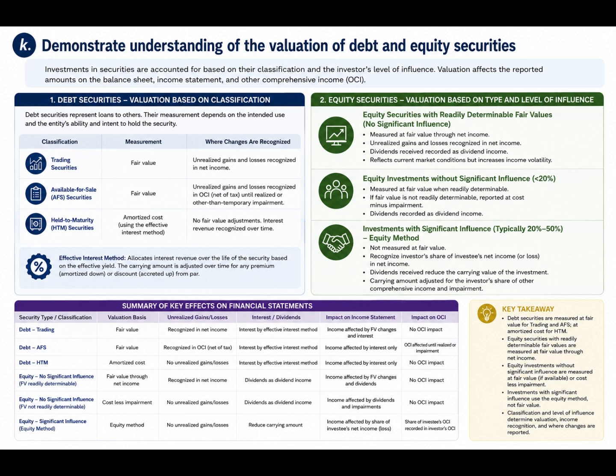Equity investments without significant influence are reported at fair value when available. If fair value is not readily determinable, cost minus impairment may be used. Investments with significant influence, typically 20% to 50%, apply the equity method, recognizing the investor's share of the investee's net income rather than fair value changes.